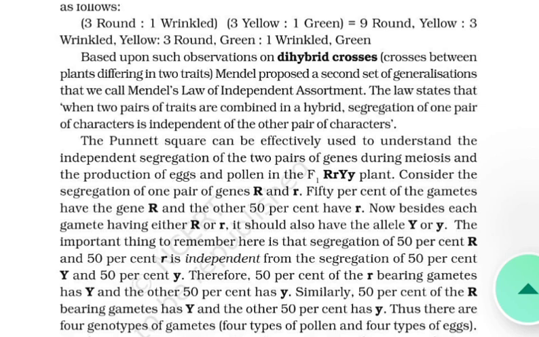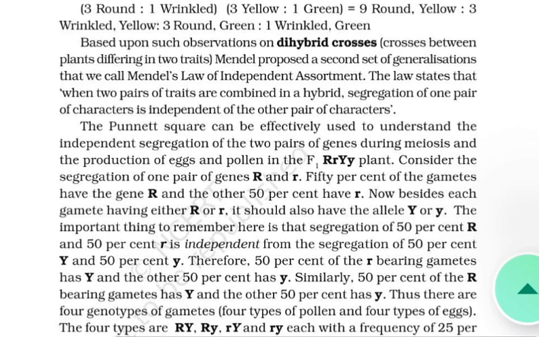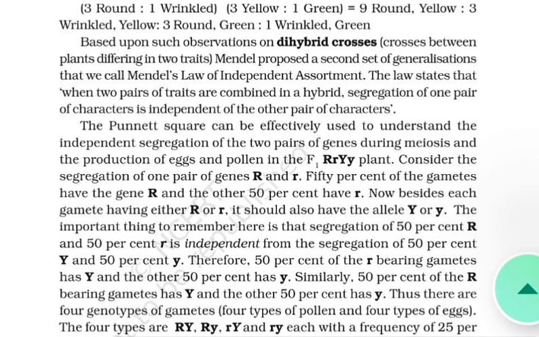ठीक है, यहाँ पर जो फिनोटाइपिक रेशियो दिया हुआ है, राउंड येलो, राउंड ग्रीन, रिंकल्ड येलो, रिंकल्ड ग्रीन का है 9:3:3:1. राउंड येलो का है 9, राउंड ग्रीन का है 3, रिंकल्ड येलो का है 3, रिंकल्ड ग्रीन का है 1. ठीक है, नेक्स्ट इज लॉ ऑफ इंडिपेंडेंट असॉर्टमेंट.